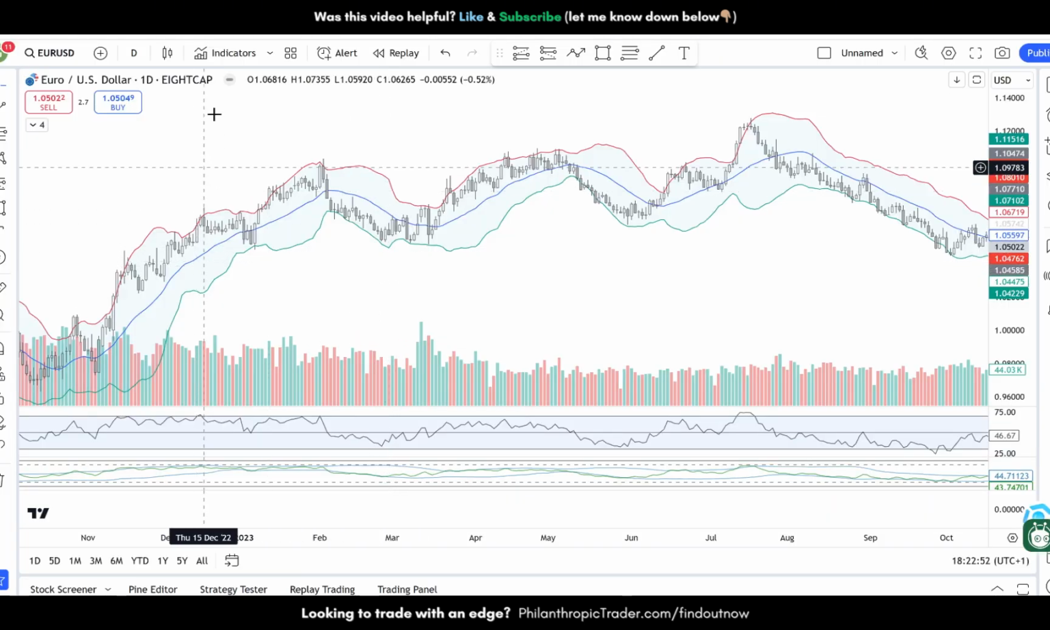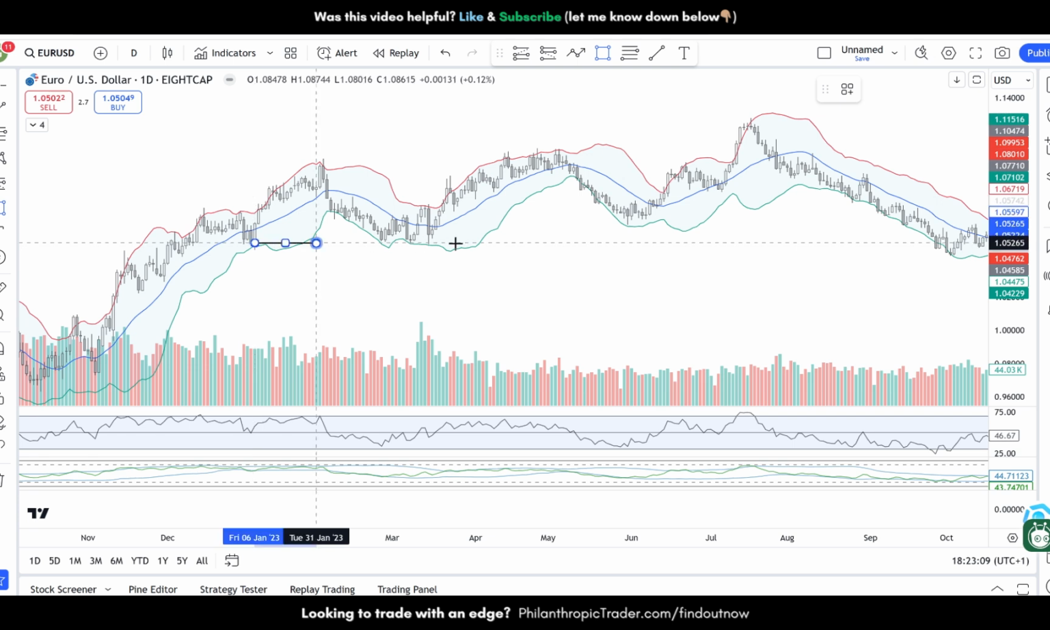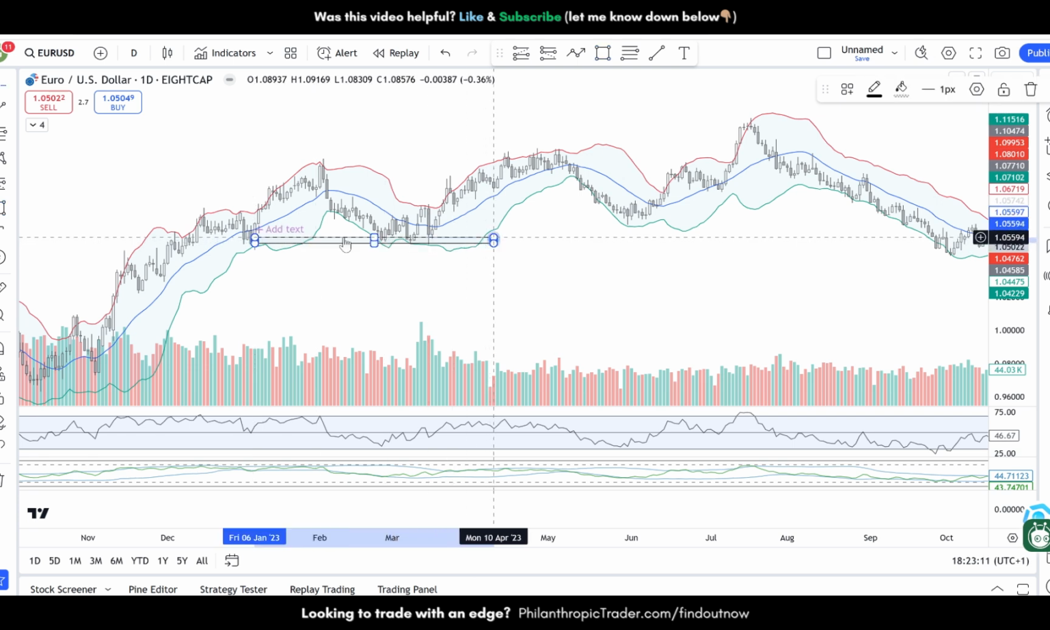Okay, so over here, this is the chart again, Euro USD on a daily time frame, and we have the Bollinger Bands. That is something you can use for breakout trading. And over here we have a support level, which is here.